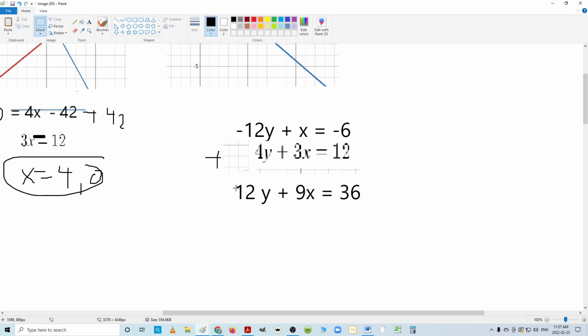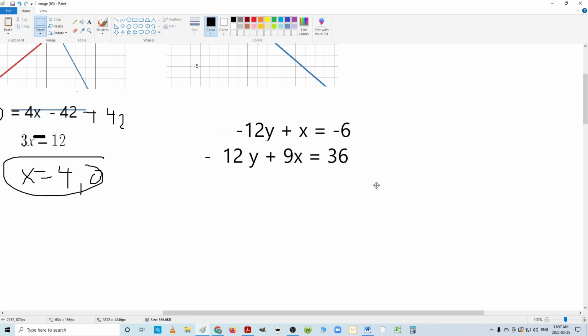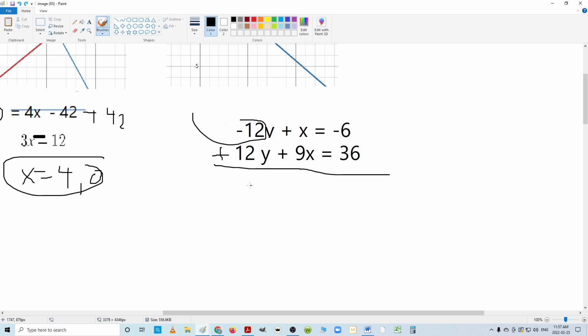Boom. Now, you might find this easier now that I think about it. Instead of subtracting, because these y's are opposite value. This is negative and this is positive. We're just going to add them. Minus 12 plus 12, 0. X plus 9, 10x. Minus 6 plus 36, 30. So you might want that technique instead. Adding instead of subtracting, that means their signs have to be opposite.